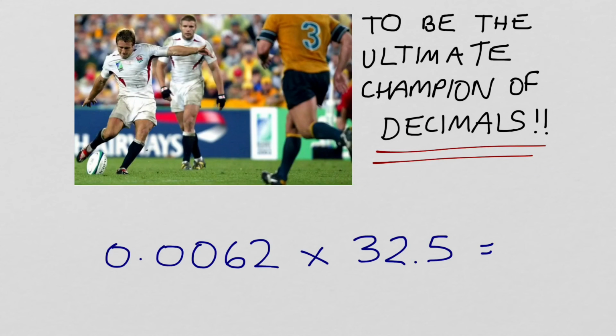Okay, so if you really wanted to be good at multiplying decimals, here is a good one for you to try. This is to become the ultimate champion of this method. Try working out what 0.0062 times 32.5 equals, and pause the video, and then I will show you how to do it over the next slide.